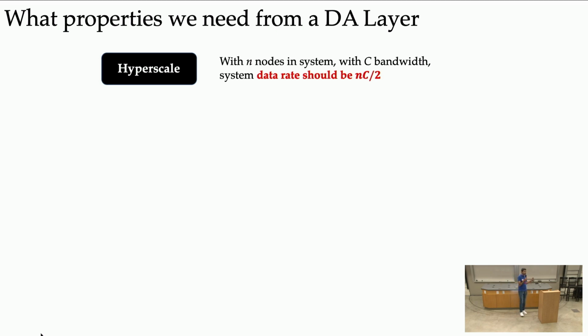Let me repeat it, because these numbers don't make any sense. The bandwidth per node on Ethereum is 2 megabytes per second. There are 500,000 nodes if you take every validator as a node. So the total potential bandwidth available is n times C, 500,000 times 2 megabytes per second. It's 1 terabyte per second theoretically available. In practice, we're running at 83 kilobytes per second.